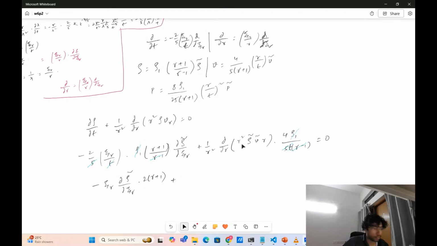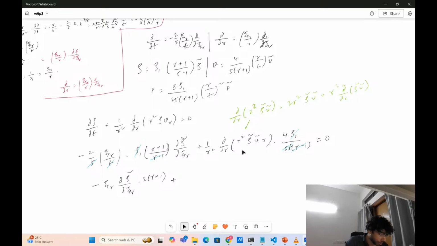So what I'll do is I'll use the chain rule, right? So let me write this one like this. So this is del r of r cube rho tilde v tilde, right? If I expand, this will be 3r square rho tilde v tilde plus r cube del r of rho tilde v tilde, right? Okay, so that's what I'm gonna do.